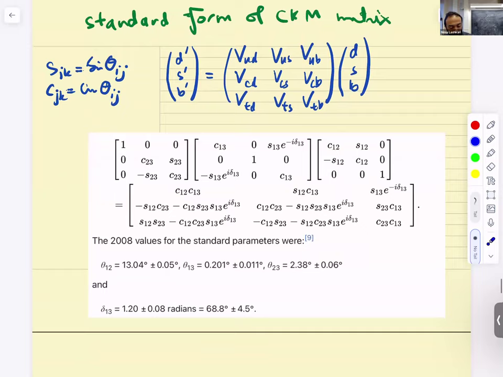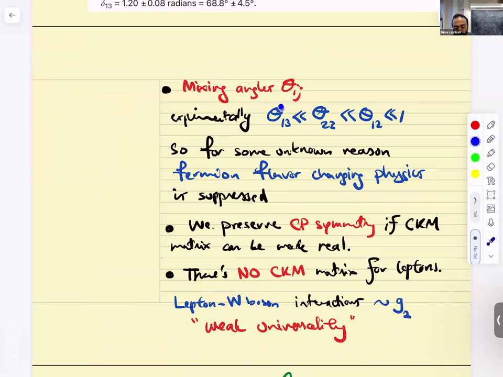All right? So experimentally, the mixing angles are like this: theta_13 is much smaller than theta_23, which is much smaller than theta_12, which is much smaller than 1. For some unknown reason. This can be translated to the fact that flavor-changing physics is suppressed.